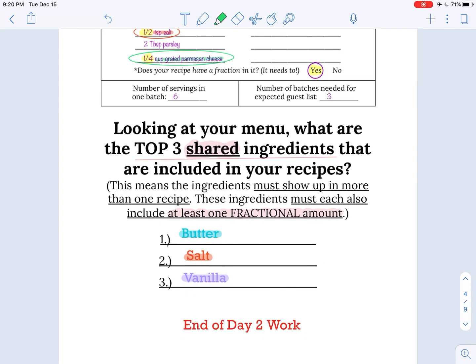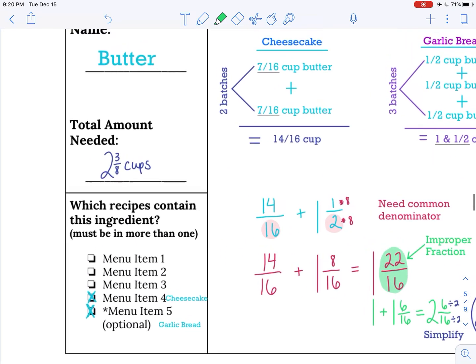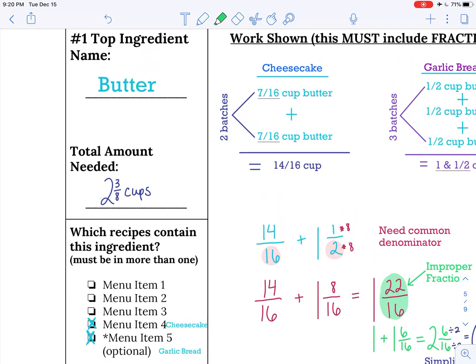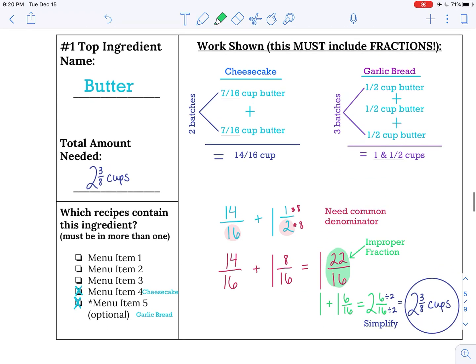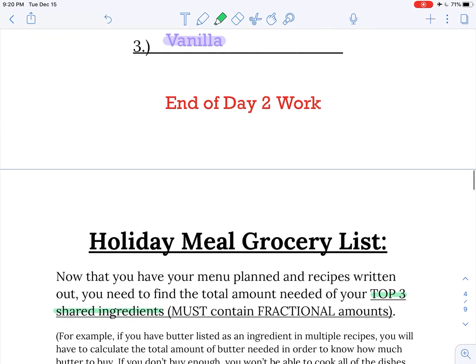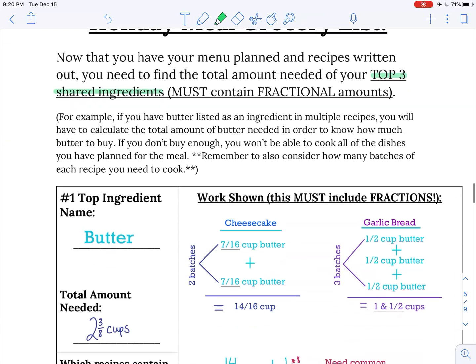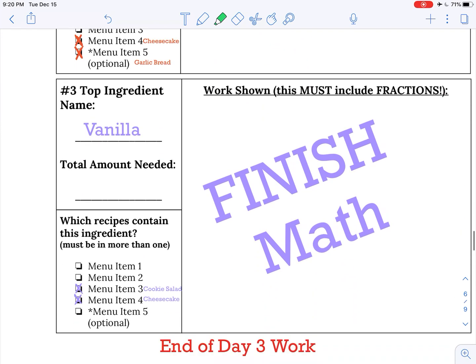Okay, so butter, you can see I show this down here. Butter shows up in my cheesecake and my garlic bread recipes. And it uses fractions, which is important, okay? So butter was my top ingredient, and then I had salt and vanilla, which were also repeated in various recipes and had fractions. So today, using those top 3, you can copy them down, 1, 2, 3. Here's butter, salt, and vanilla.